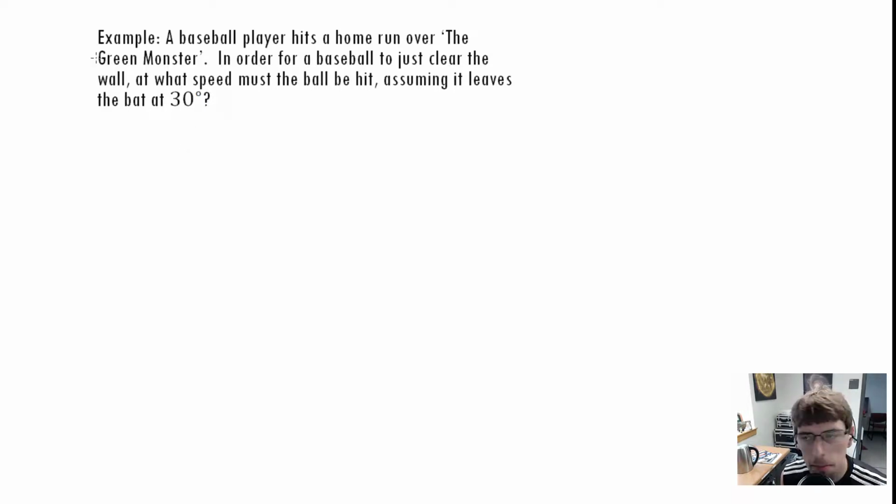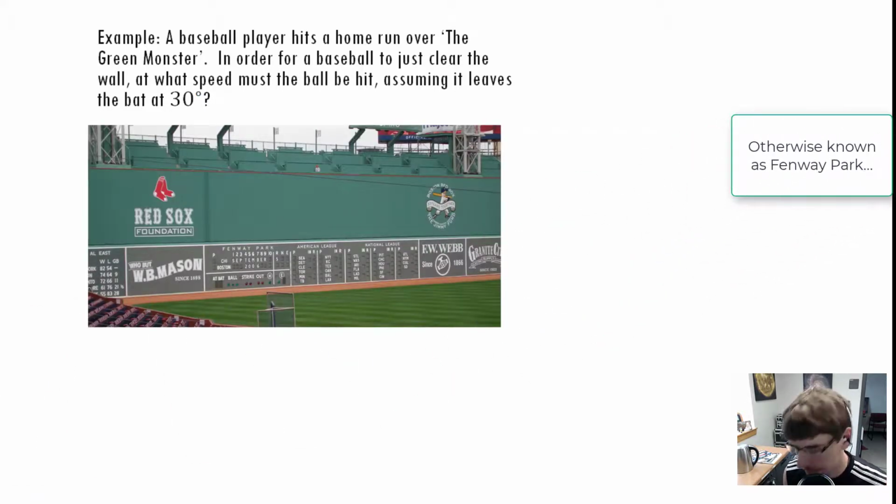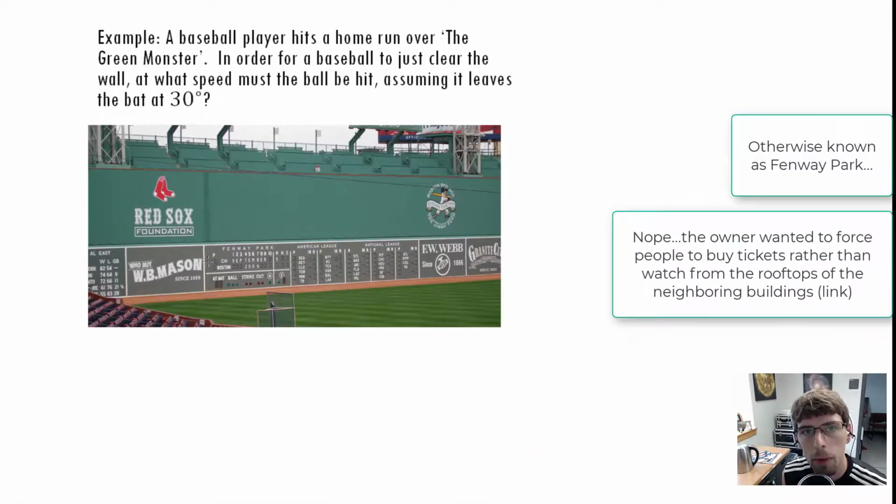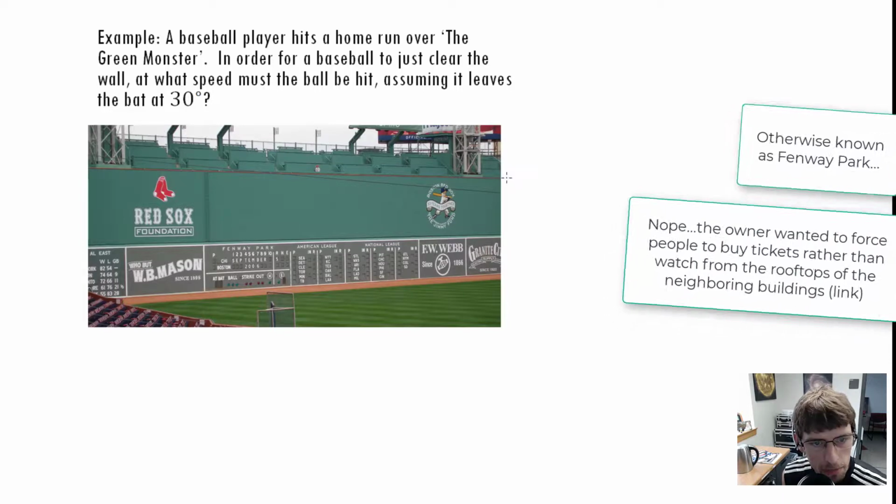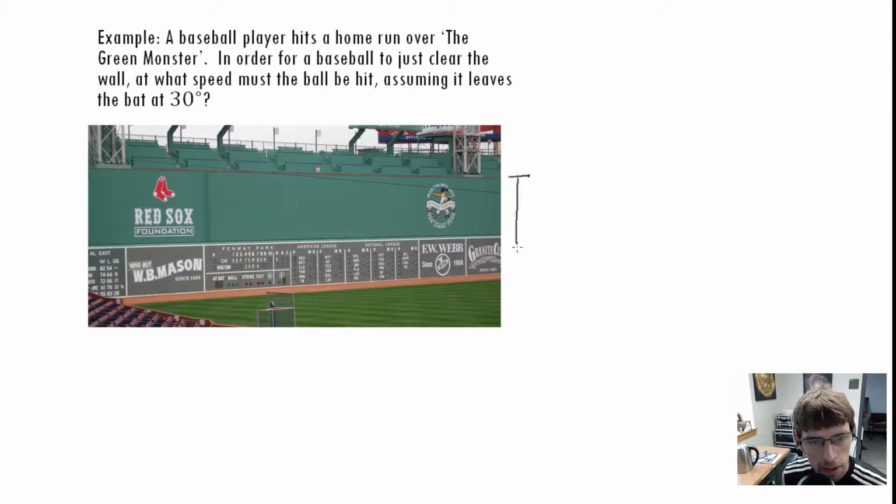Now, for context, the green monster is actually the left field wall at the Red Sox stadium. So this is actually a picture of the green monster, and it's my understanding it's such a large wall because behind this wall is actually a highway that runs by the stadium, and so they tried to make the wall high enough so that you couldn't hit over it. Now, if we look up some figures, it turns out the height of this thing is 11.3 meters. And it's a distance of 94.5 meters away from home plate.